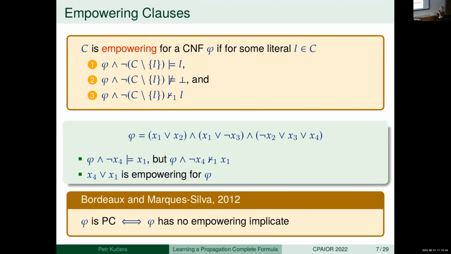It's also of interest that if you take a formula and run a subsolver, then all the clauses that are learned during the work of the subsolver are empowering in this sense. So the notion of empowerment actually comes from satisfiability solving. All right.